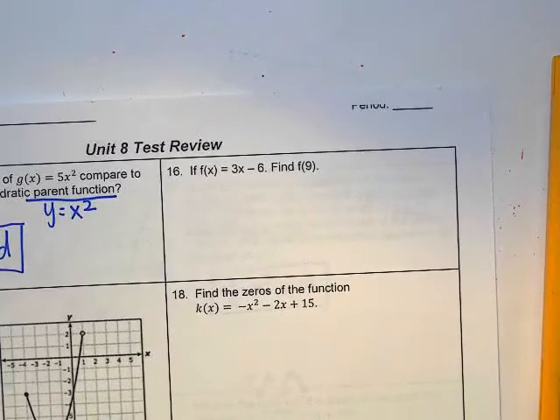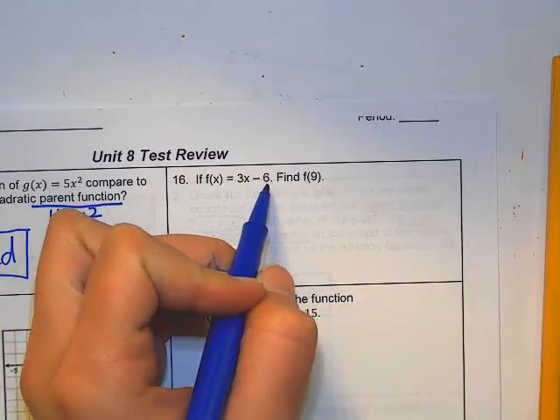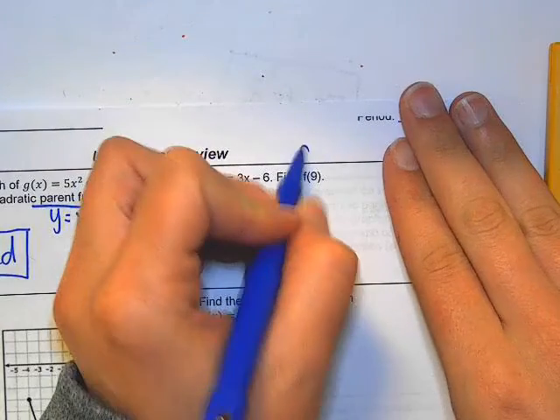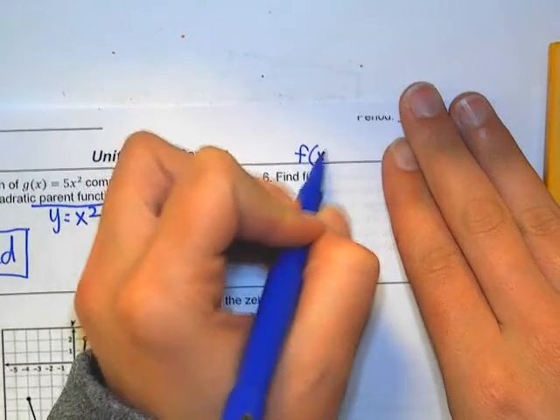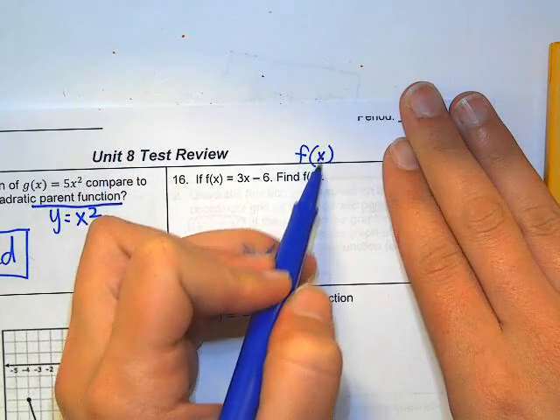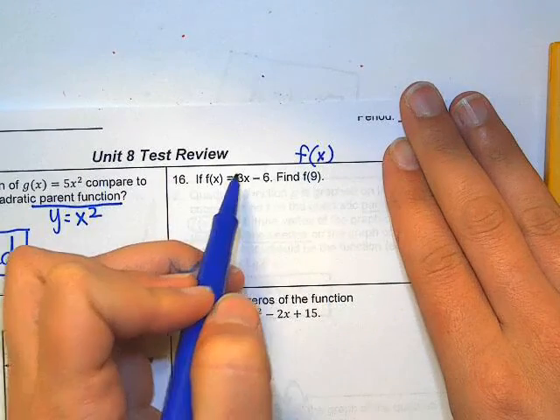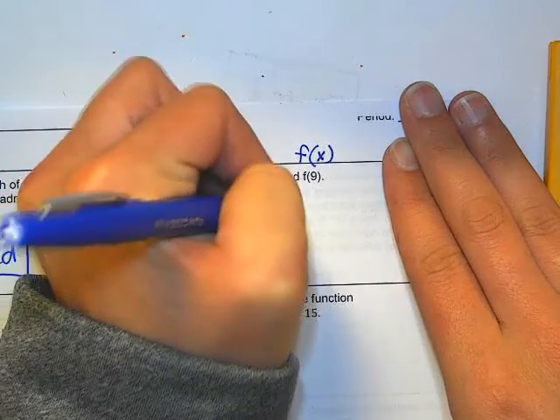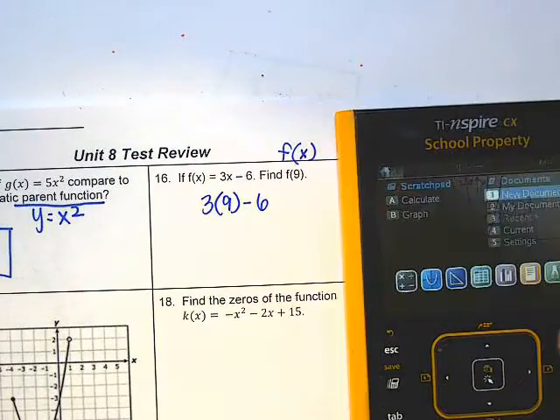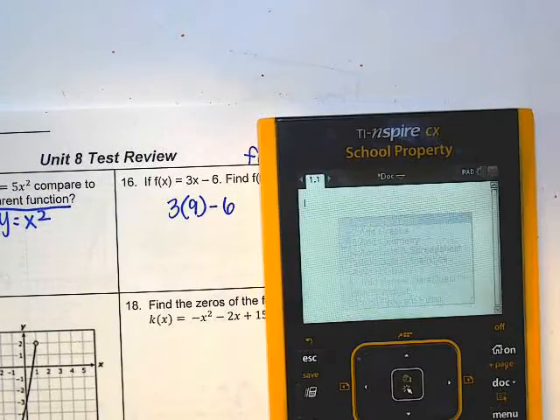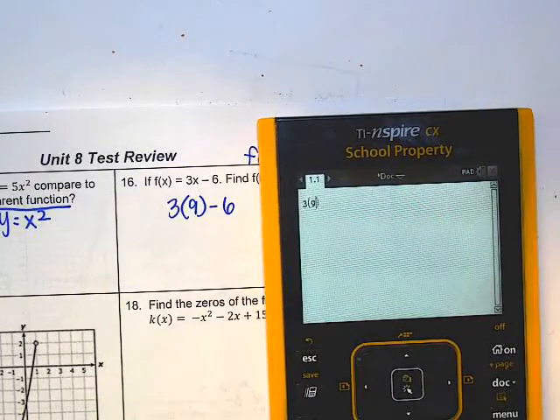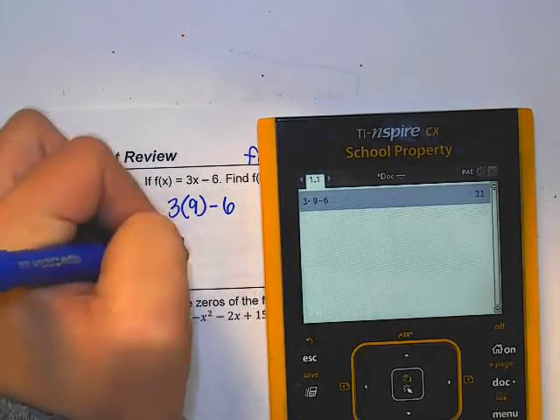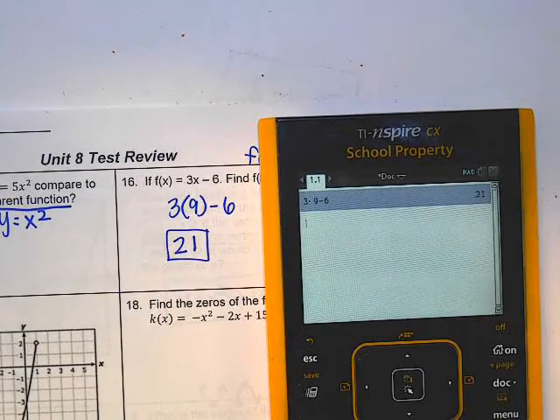16 is our only problem that's not about quadratics. Okay? Not about unit 8. So it says, if f of x equals 3x minus 6, find f of 9. Remember, f of 9 means 9 is in the x spot inside the parentheses. So where do I put it over here? In the x spot with his helmet on. Then I just go plug that in the calculator and see what my answer is. 3 times 9 minus 6 is 21. Okay, we get way too confused on that problem.